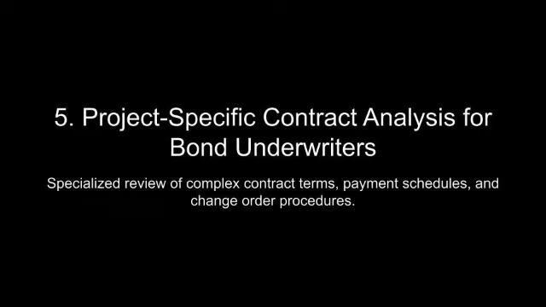Termination for convenience clauses: key characteristics and risks. Termination for convenience clauses allow one party, typically the project owner, to unilaterally terminate a contract without cause. These provisions, while offering flexibility to project owners, can present significant challenges to contractors and sureties.